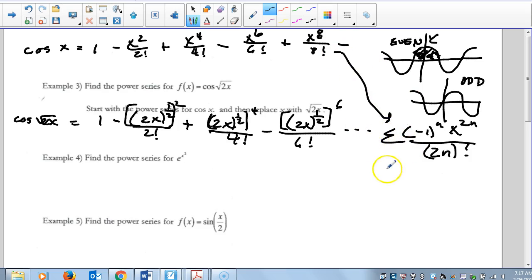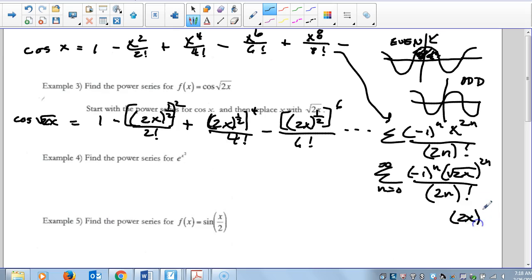If I substitute 2x in there, I'm going to get the sum from 0 to infinity of negative 1 to the n, square root of 2x to the 2n all over 2n factorial. And then you can goof around with that if you like. You would know that this is (2x) to the n, because this is x to the 1/2, and if you multiply that by 2, it pops that off. And then variations on the theme, and 2n factorial.